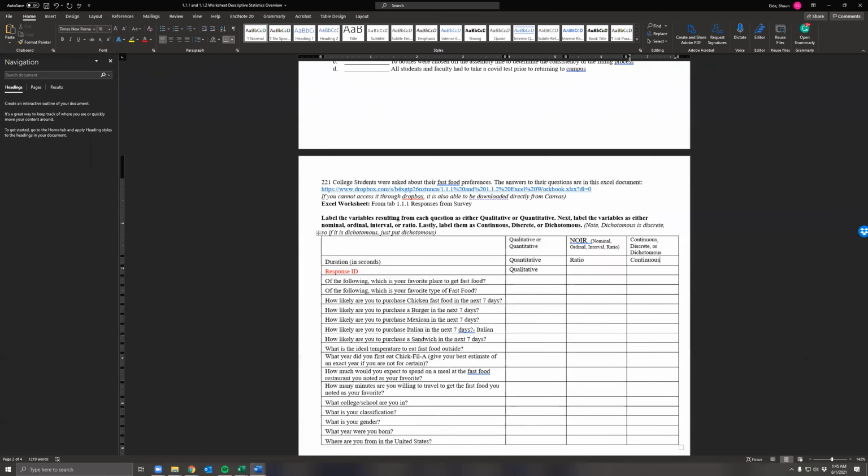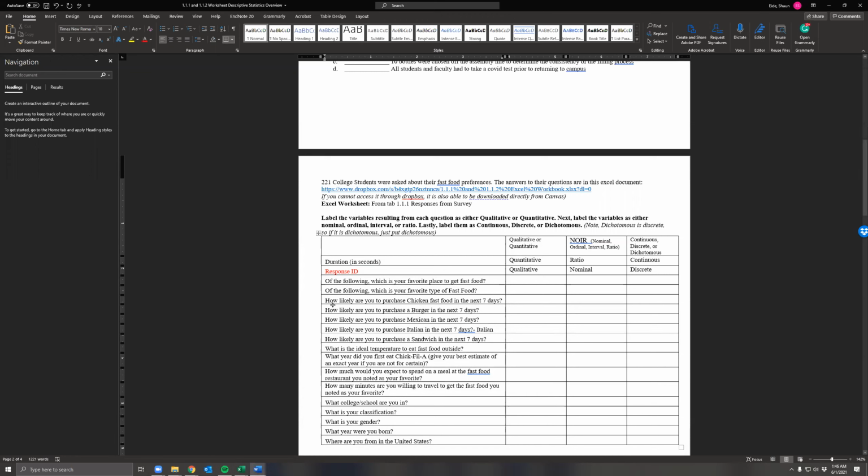Okay. Response ID, this is going to be nominal, and this is going to be discrete, because you can't have half of a response ID. Some people say qualitative data isn't discrete. Well, essentially, you can count it. Because you can count the qualitative data, we're just going to say it's all discrete.